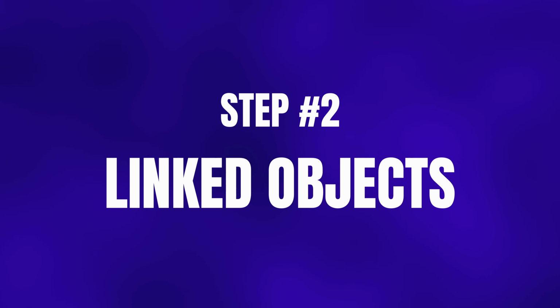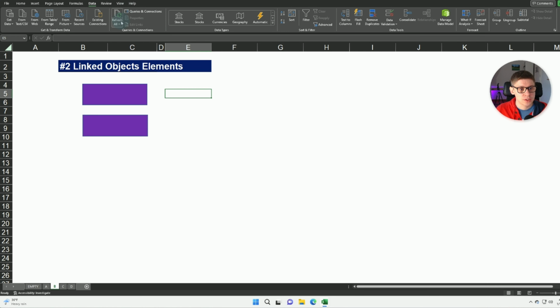Time to go to step number 2, which is dealing with Excel objects. So, as you can see, my starting point is that I don't have any links to external documents. Let's now create this link and let's see how we can find them.